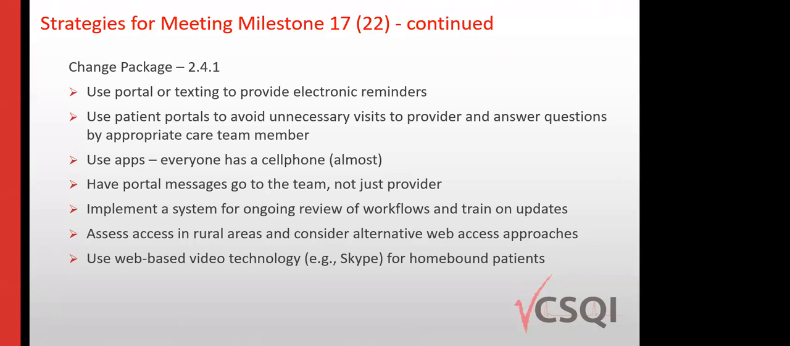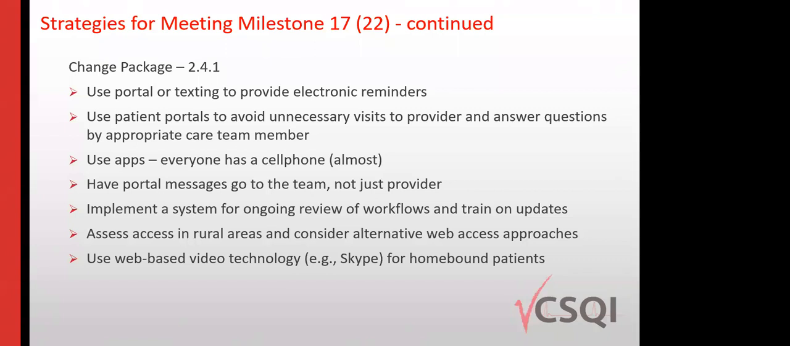Using apps. Almost everyone has a cell phone, so apps can be used. Having portal messages go to the team, not just the provider. This can contribute to a faster response, perhaps, to the patient. Implementing a system for the ongoing review of workflow and train on updates. Assessing access in rural areas and consider alternative web access approaches, and using web-based video technology for homebound patients.